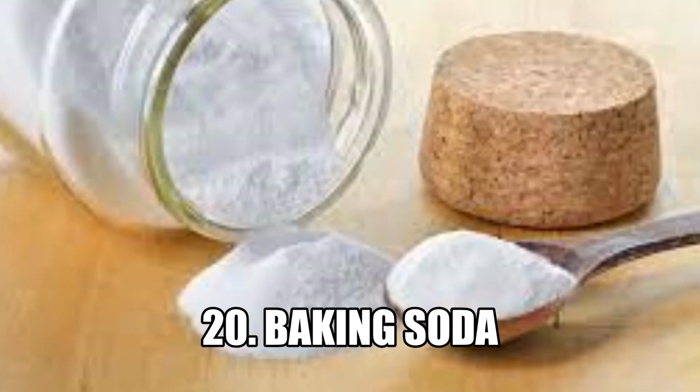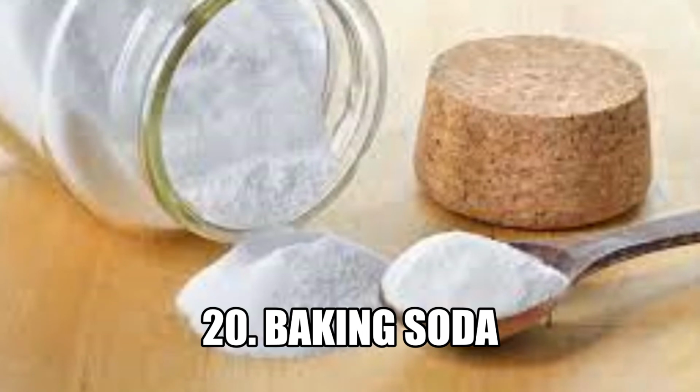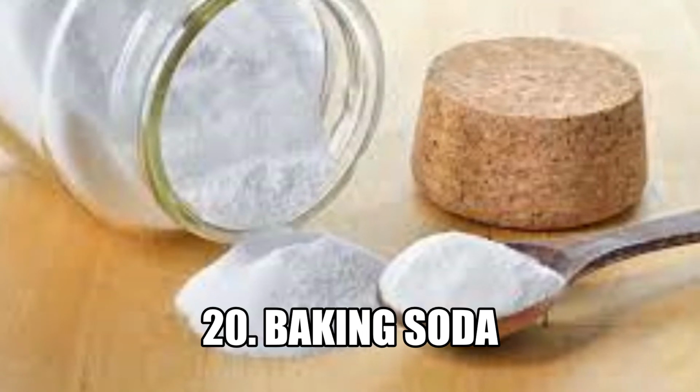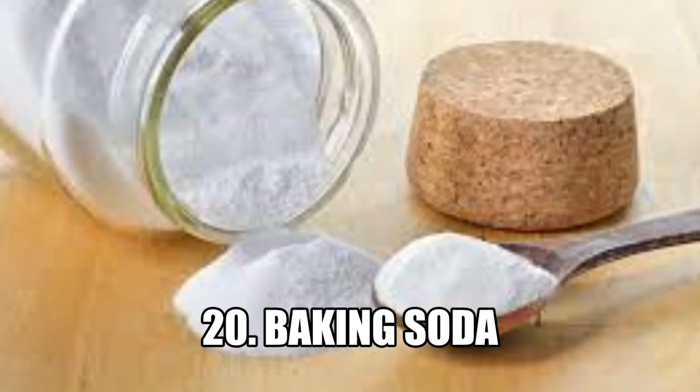20. Baking soda. Baking soda is known to neutralize the acidic nature of urine. It also helps in detoxification and prevents the infection from spreading. Baking soda cream with tartar is good food for UTI.